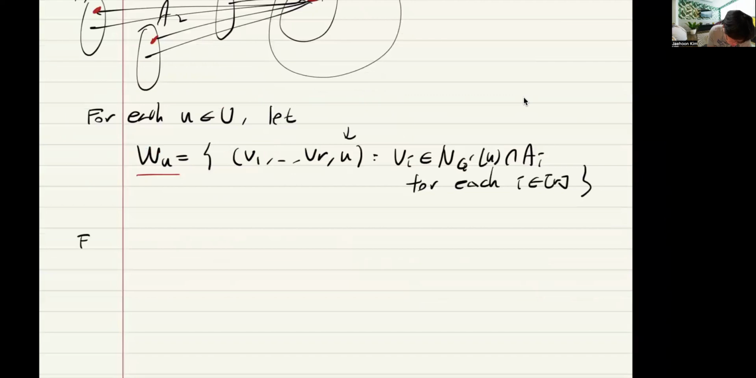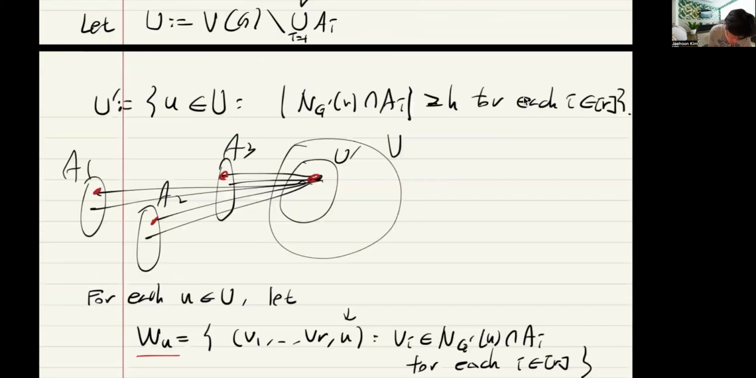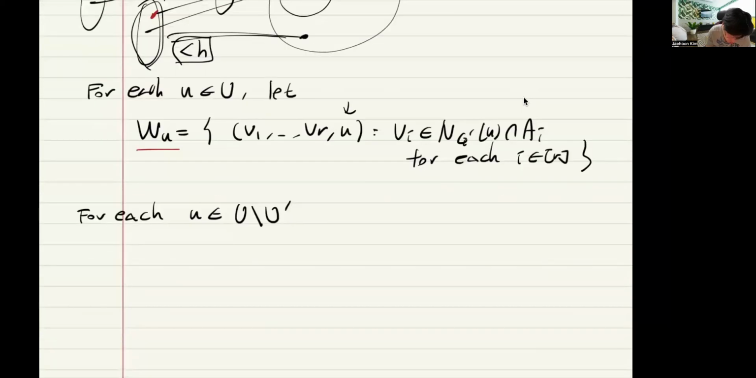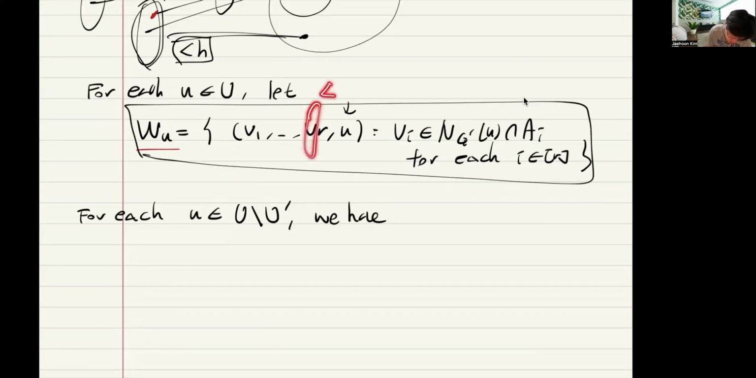Then what happens for each vertex U which is in U but not in U prime? For such a vertex, there is a certain i such that its number of neighbors there is strictly less than H. Then in this tuple, one of the choices has less than H options, and the other choices are at most T, because each Ai has size T. So its size is at most H times T to the R minus 1.